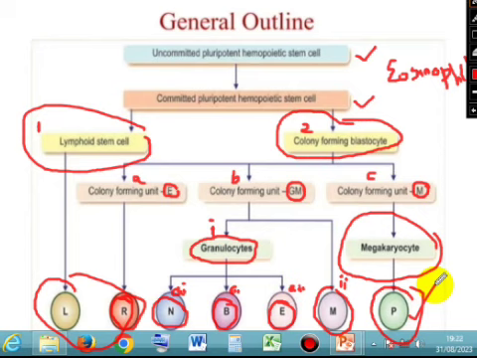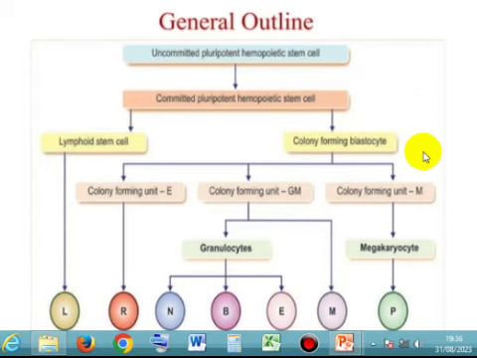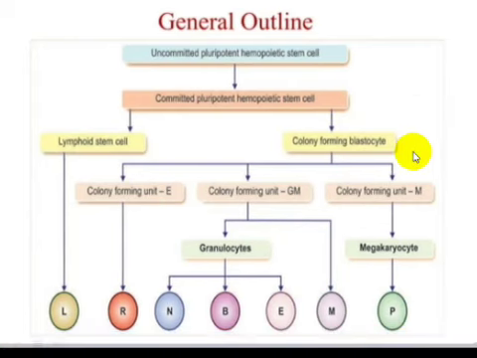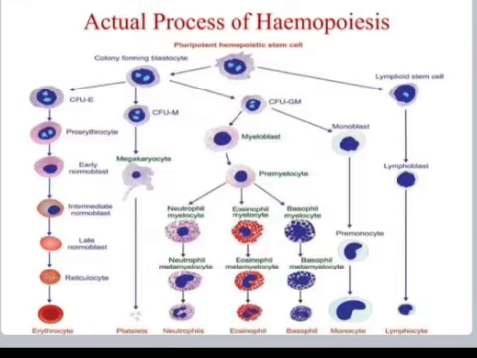All right, going forward. Now the last cell here is a colony-forming unit, megakaryocyte. In fact, this cell differentiates into megakaryocyte proper. Okay, and this megakaryocyte will further differentiate to form platelets or thrombocytes. The megakaryocyte will further differentiate to form platelets.